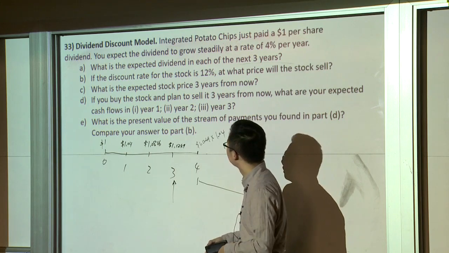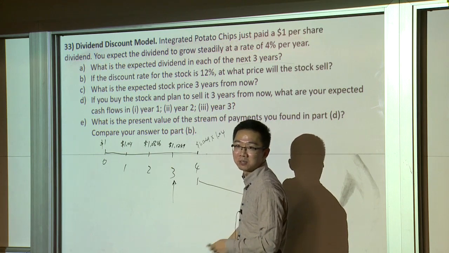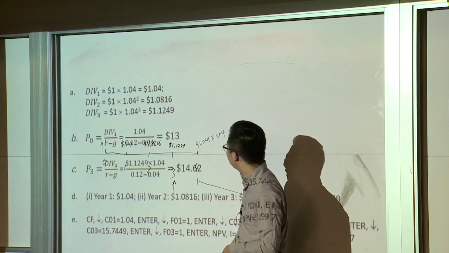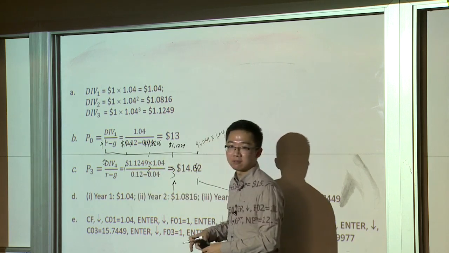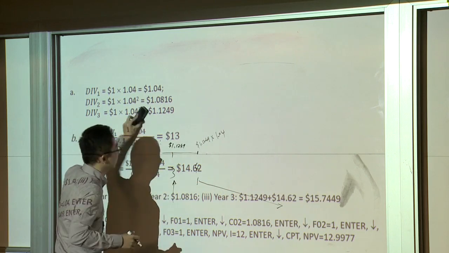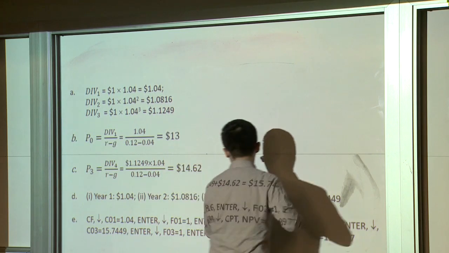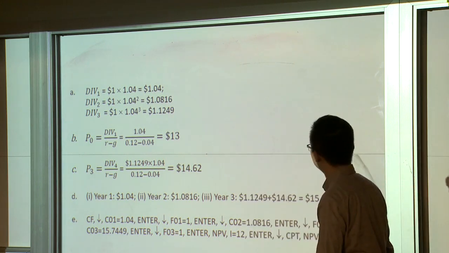Okay, good. So next dividend, this number, and we divide it by 0.08. So the next dividend is this number divided by 0.08. We got the stock price at the end of year 3, okay, at the end of year 3. So 14.62.